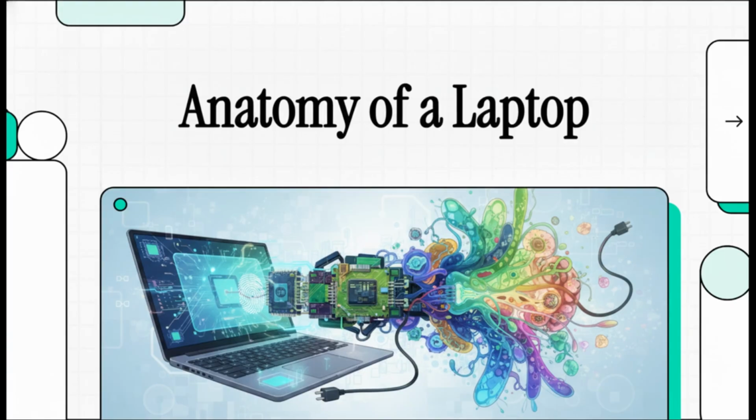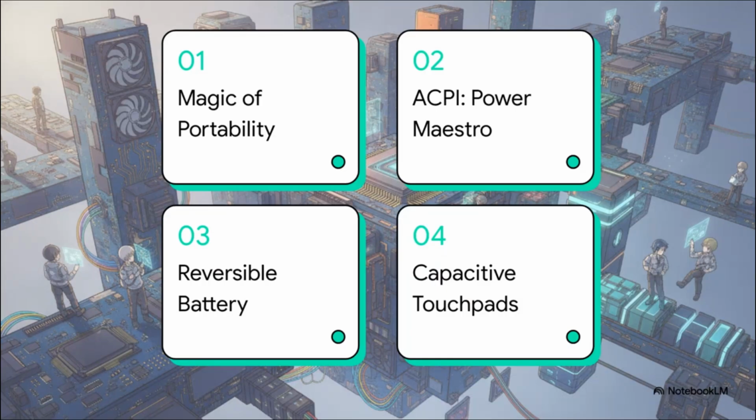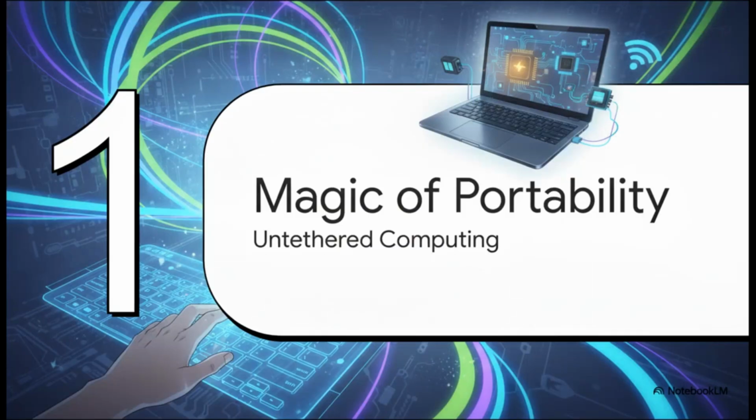It's wild. To really understand this technological black box, we're going to look at 4 key areas today. The magic of portability, ACPI as the power maestro, the reversible battery engine, and finally, touchpads and their capacitive sensing magic. All right, Section 1, the magic of portability.